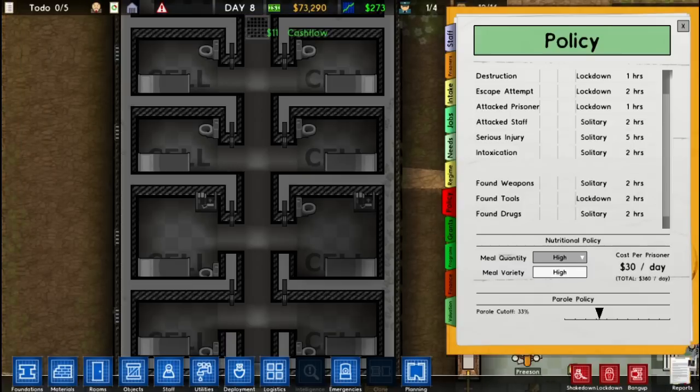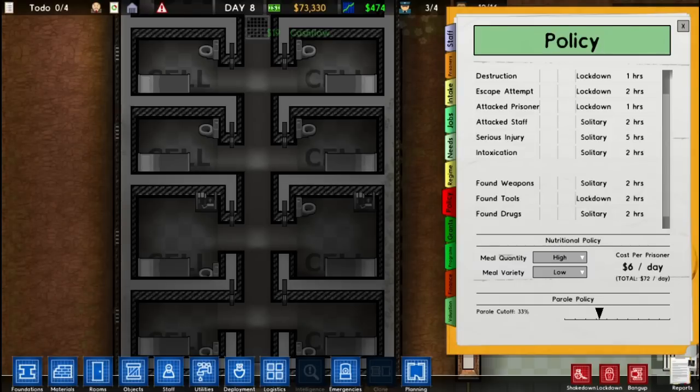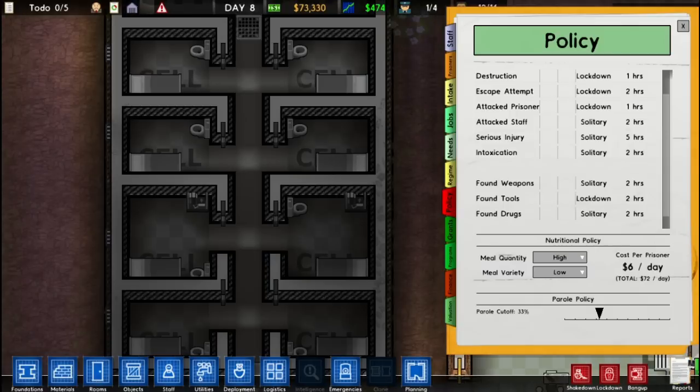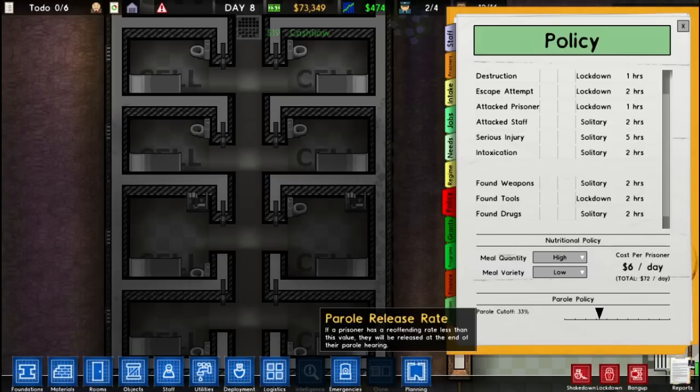I personally like to have the quantity high and the variety low because this is still really cheap. In my personal experience, the meal variety doesn't matter too much, but the quantity has a big impact. So for not much more in the price, having a larger quantity means your prison will run a lot better because your prisoners will be a lot happier. And finally, the last element of policy is parole cutoff.